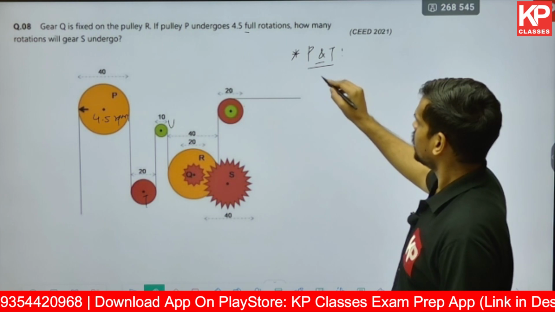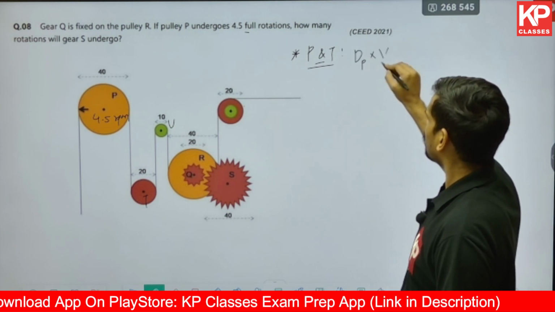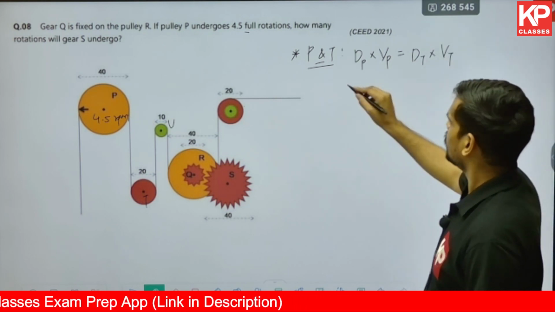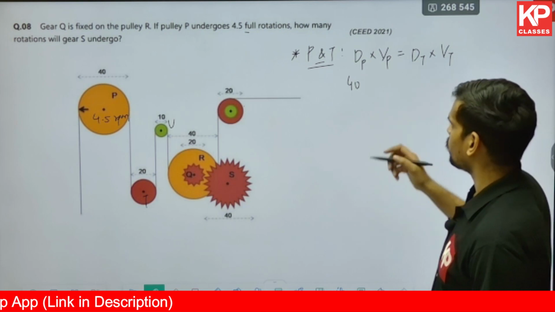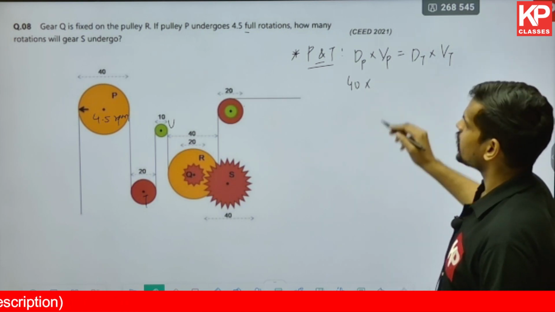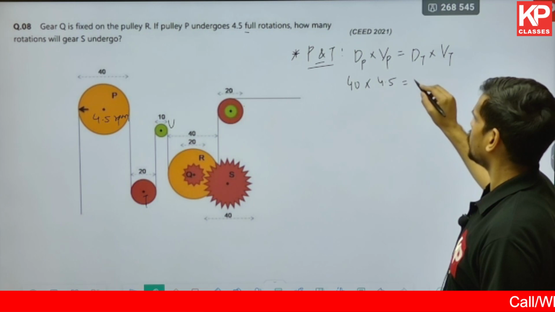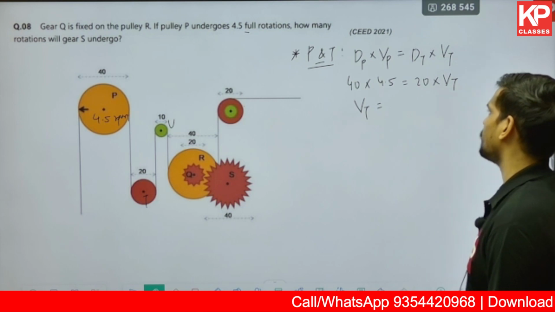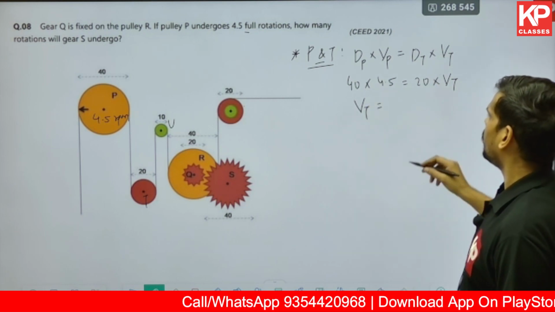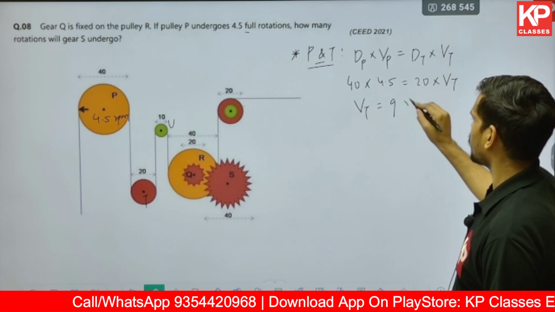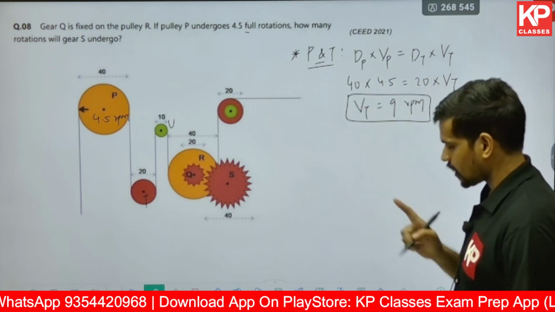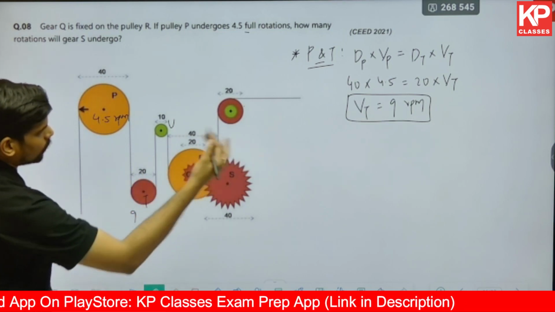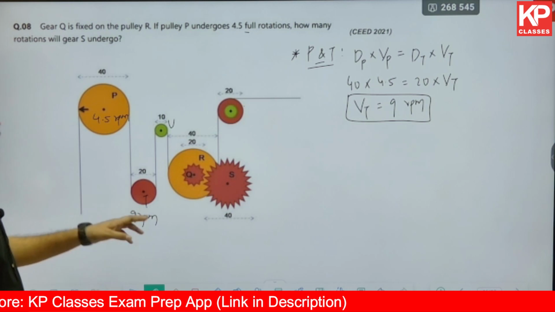If you consider P and T, the diameter of P into the rotational velocity of P is equal to the diameter of T into the rotational velocity of T. What is the diameter of P? It is 40, probably centimeters. They have not marked the units, so I'll just write 40 into the rotational velocity of P, which is 4.5, is equal to the diameter of T, which is 20, into the rotational velocity of T. So what is the rotational velocity of T coming out to be? It is 4.5 into 2, that is 9 rotations per minute. Even though it is 9 rotations, I'm considering it as rotations per minute for ease of calculation. I have got 9 RPM in T.